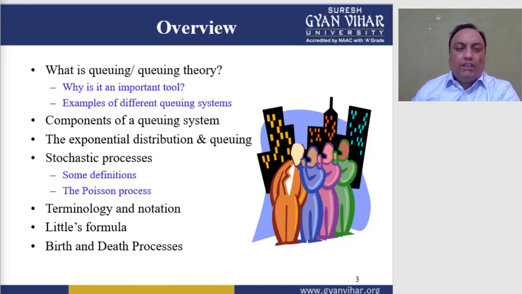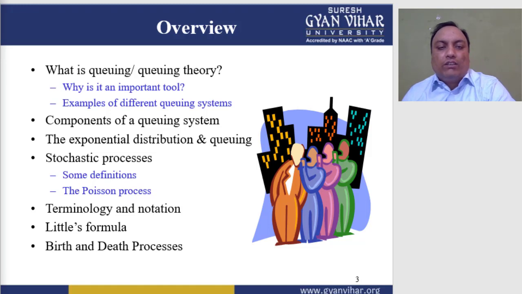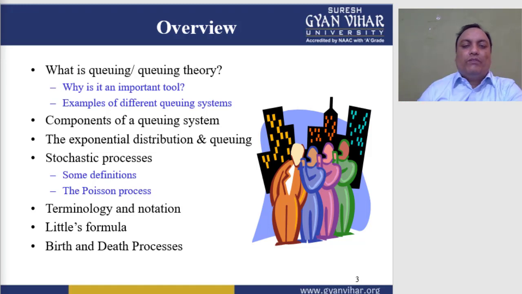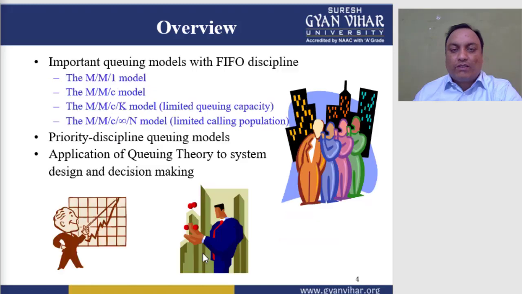In the overview of this lecture, I will discuss what queuing and queuing theory are and why it is an important tool, examples of different queuing systems, components of a queuing system, the exponential distribution, queuing and stochastic processes, some definitions and the Poisson process, terminology and notation, little's formulas, and the birth and death process and its applications.